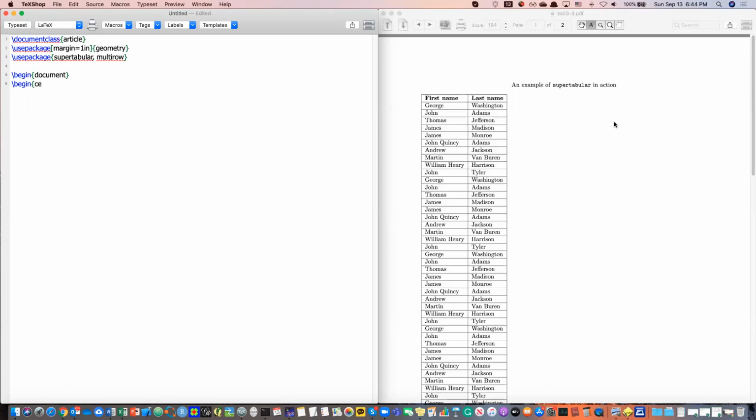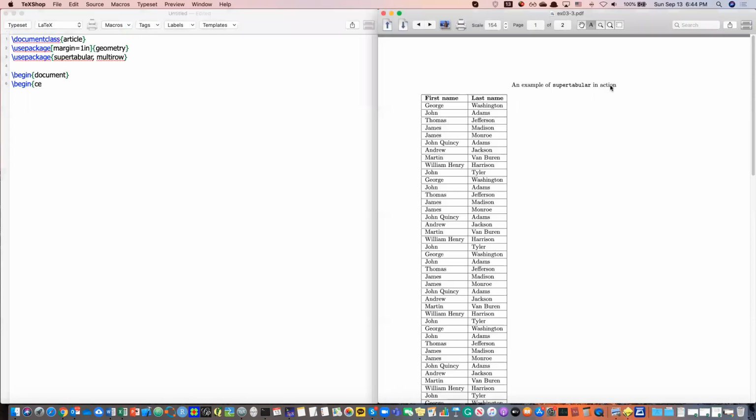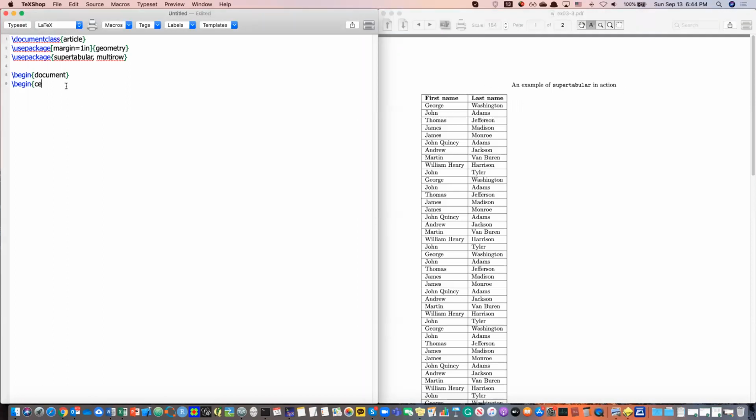As you can see, it says an example of supertabular in action. Looking at the justification of this one, it is centered, right? So we use a center environment. And the font of this supertabular text is italic, right? So: in action, and center.